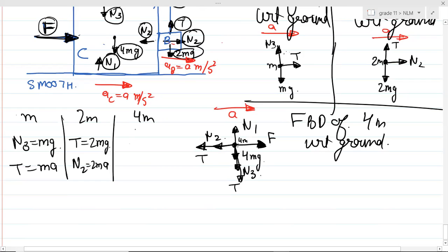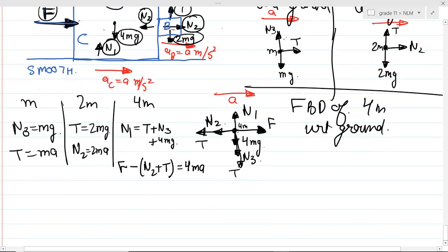4m. N1 is equal to T plus N3 plus 4mg, and F minus (N2 plus T), because N2 and T were acting in this direction and this object was accelerating towards right. So hence F should be bigger than N2 and T together. So F minus (N2 plus T) should be equal to 4m into a. So these are all your equations which can be formed with the help of the free body diagram.